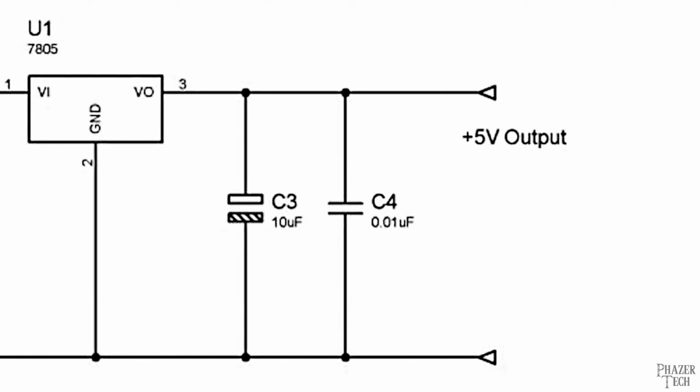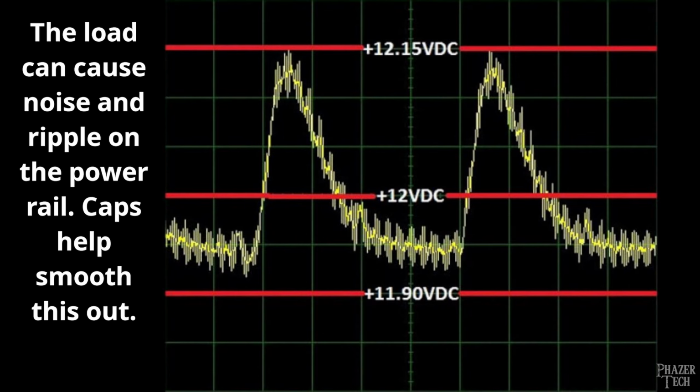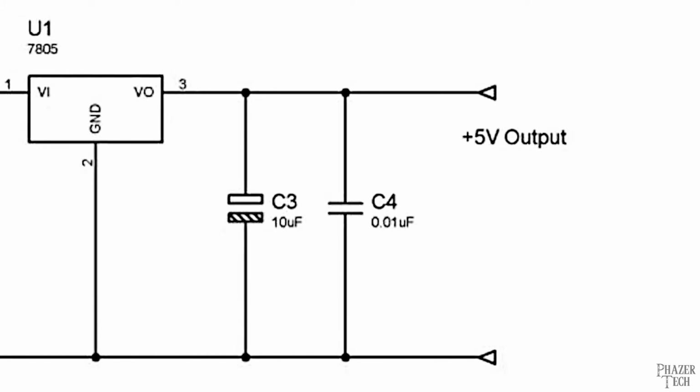But since they're in parallel with the load and not in series with it, the load will still continue to receive 5 volts. Now if our load suddenly demands a lot of current for a short time, then normally we would see the 5-volt power rail drop a little bit. In some cases this might be okay, but in other cases the voltage might drop enough that it causes devices to reset or not work correctly. That's what these capacitors are here for.